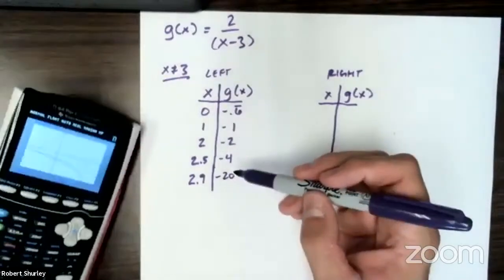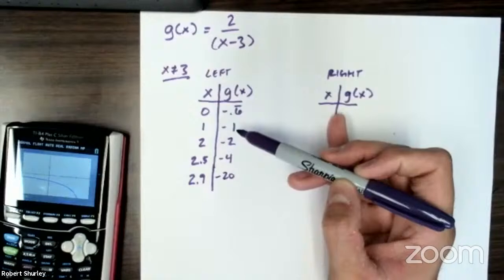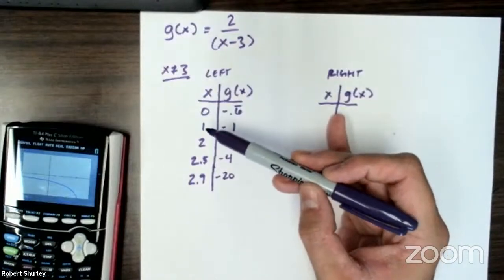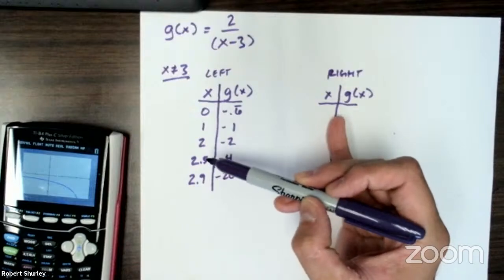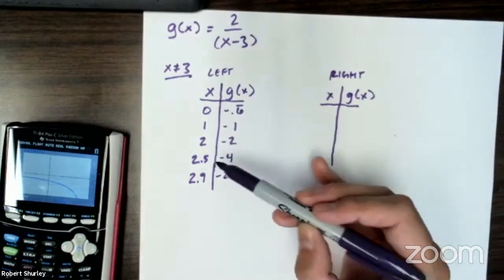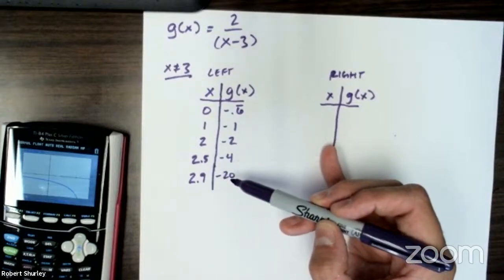Now let's talk about what we have here. What's happening is we went from 0 to 1. We dipped down a little bit, like 0.4, right? We go from 1 to 2. We dip down 1. From 2 to 2.5, that's only a half unit jump, and we dip down 2. Look, this is only a 0.4 unit jump, and we dip down 16 units.